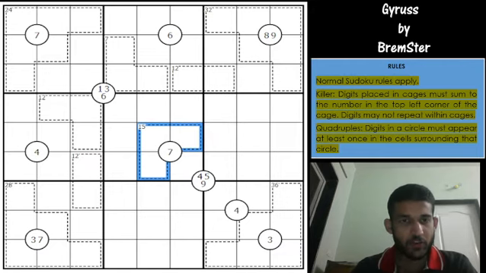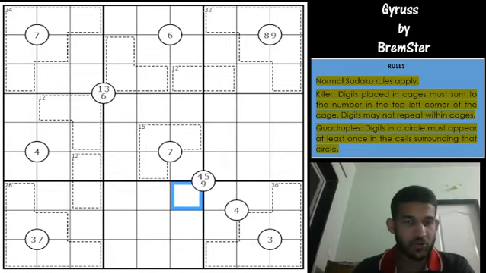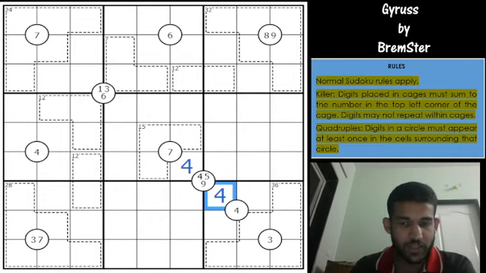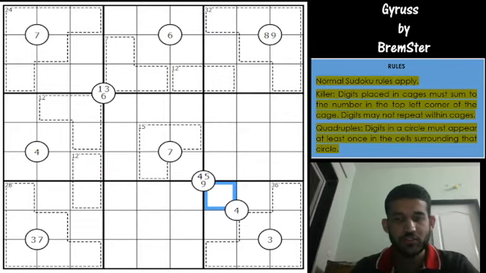And then you have quadruple rules applying. Digits in circles must appear in the cells touching the circle. So for example, if you consider this circle, then there must at least be one instance of 4, 5 and 9 in these four cells. There may be two instances of 4, for example, this can be a 4 and this can be a 4. But as long as you have at least one instance of all the digits given in the circle, you're good. So these are the rules of the Sudoku.